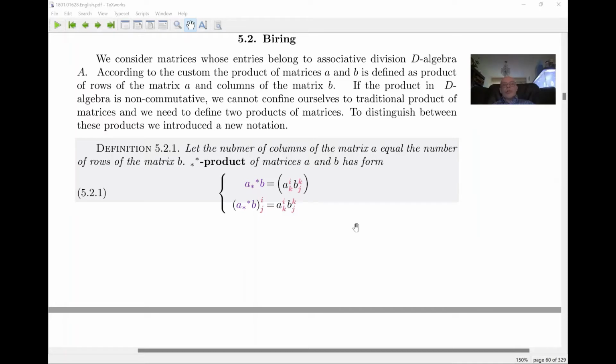According to custom, the product of matrices A and B is defined as the product of rows of matrix A and columns of the matrix B. If the product in the algebra is non-commutative, we cannot confine ourselves to the traditional product of matrices, and we need to define two products of matrices. To distinguish between these products, we introduce a new notation.